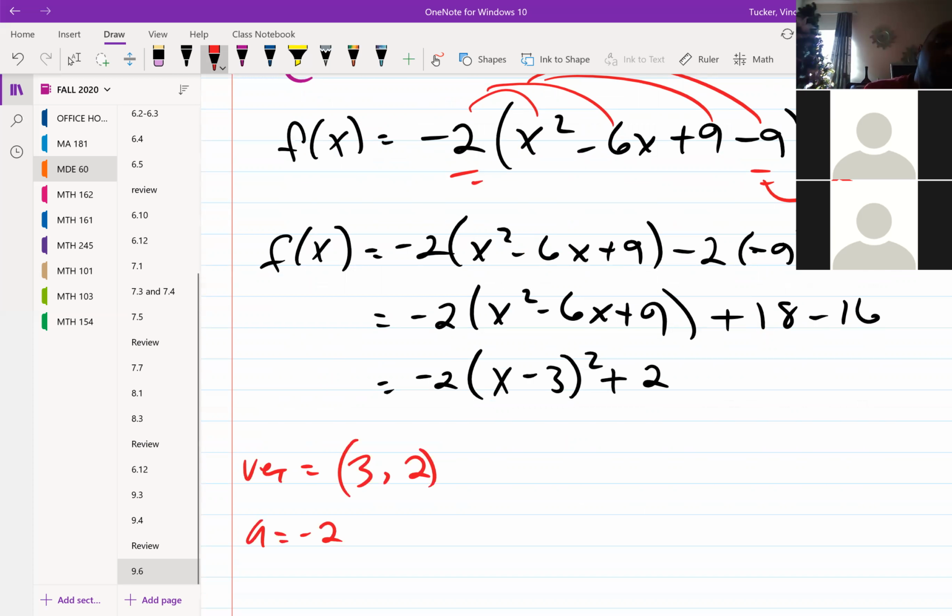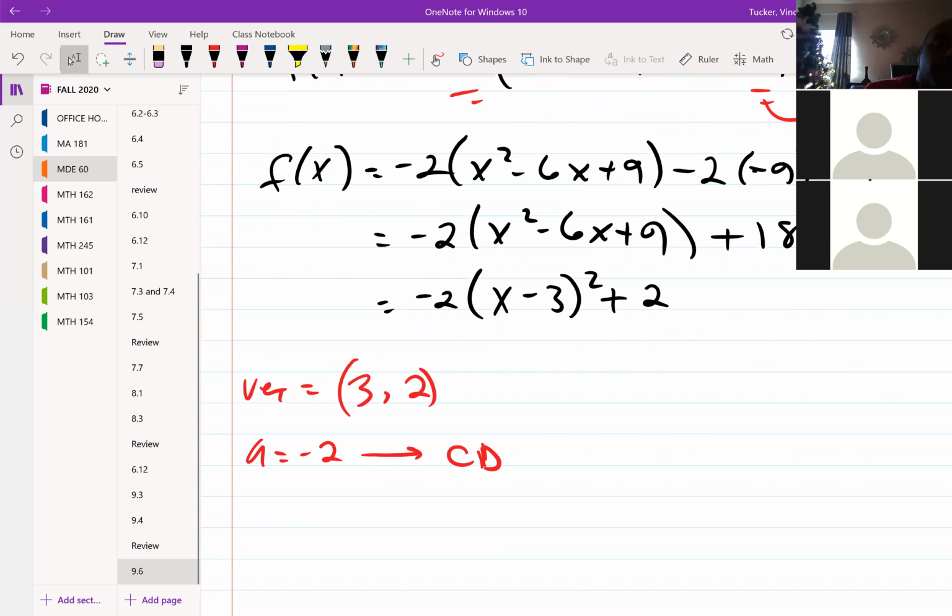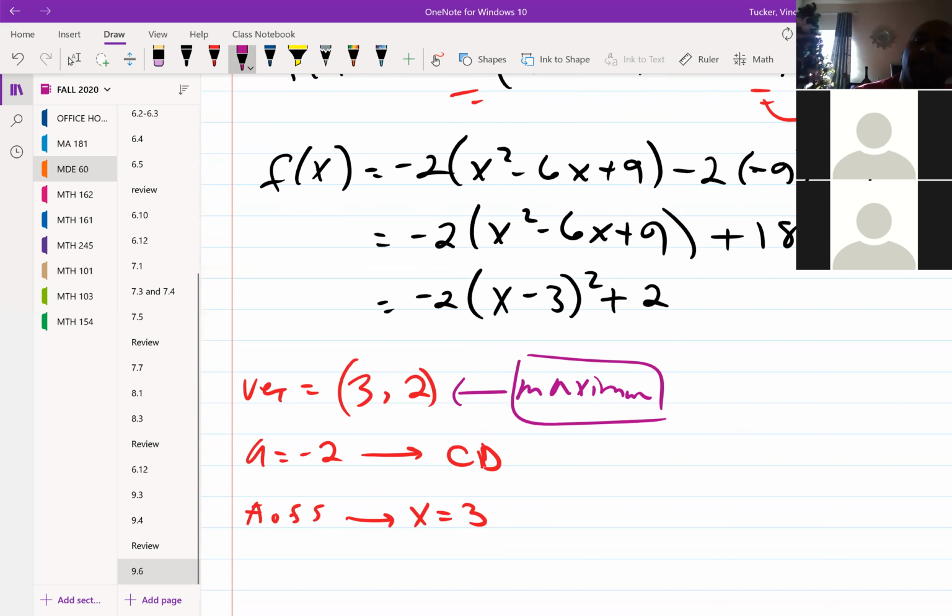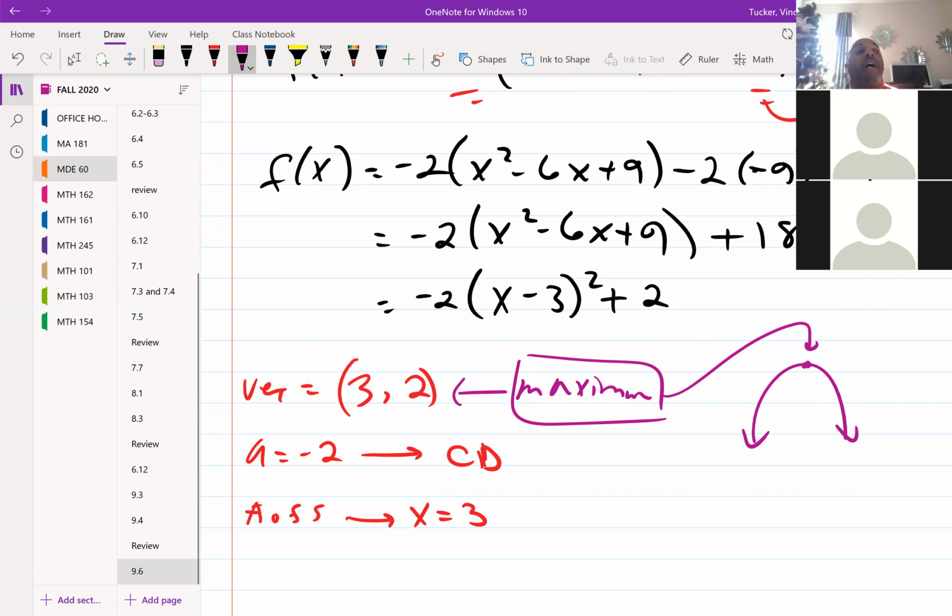A is equal to negative 2. So that means it's concave down. I'll just write CD. And then the axis of symmetry is going to be x equal to 3. And this is going to be a maximum because it's concave down. It's going to be the highest point of the vertex, the highest point of your parabola.